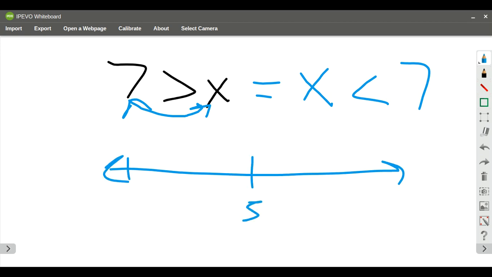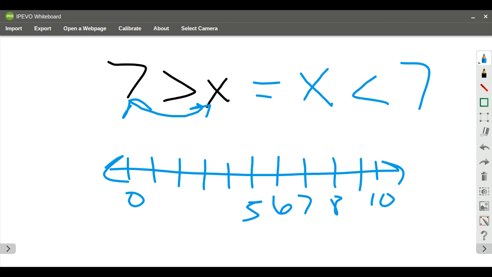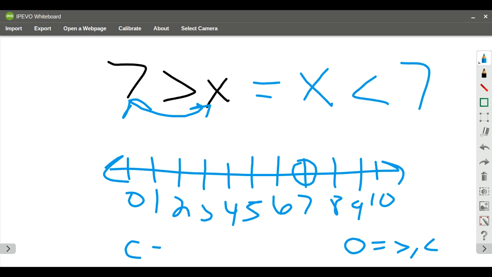So I have 0, 5, 10, 1, 2, 3, 4, 1, 2, 3, 4. Label 6, 7, 8, 9. Okay, so my value is going to be on 7. So I'm going to draw my circle. Now, I need to decide if it's going to stay as an open circle or go to a closed circle. Open circle means greater than or less than, and a closed circle means greater than or equal to, less than or equal to. I'll make that a circle. It's an open circle because I don't have an equal sign.